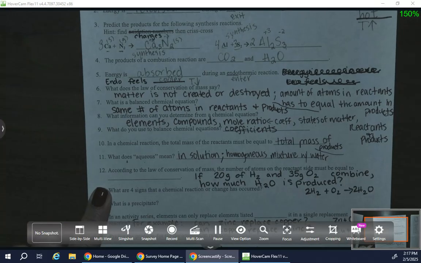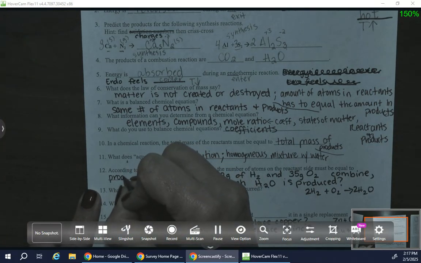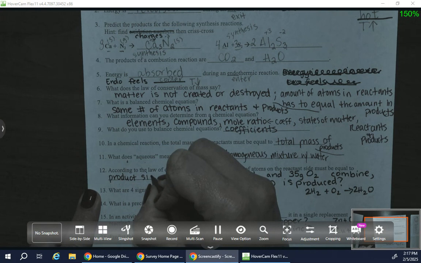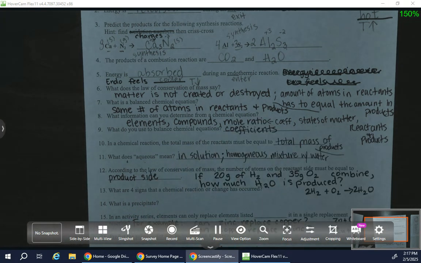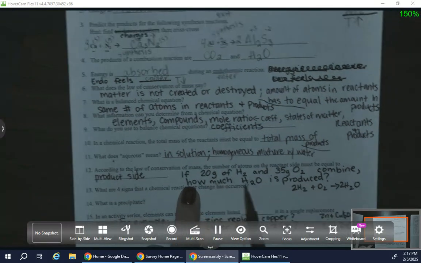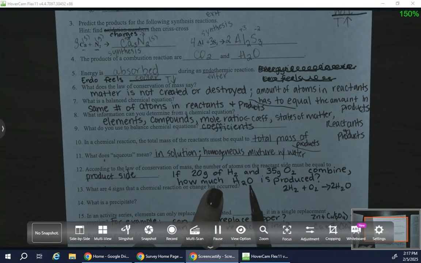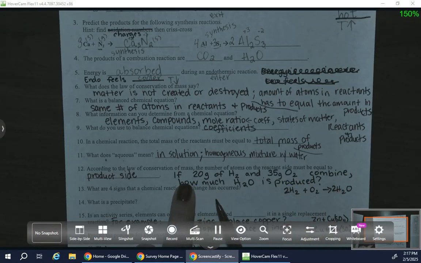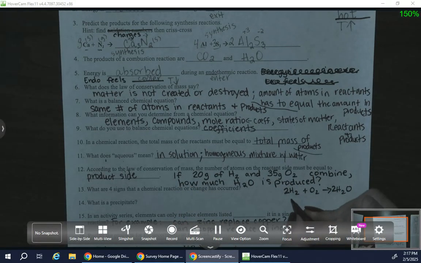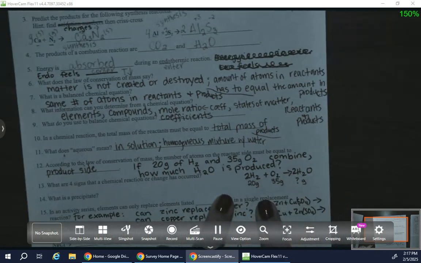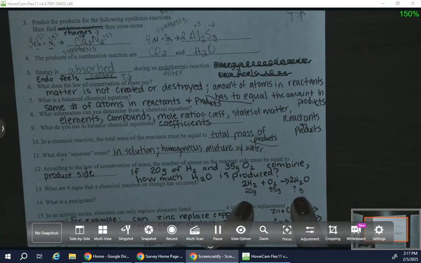All right, so according to the law of conservation of mass, the number of atoms on the reactant side must be equal to the product side. And then our mass before has to be equal to the mass after, which is how we can answer this additional question, which is if 20 grams of H2 and 35 grams of O2 combine, how much H2O is produced? So basically what this is describing is we have 20 grams H2, 35 of O2, and I'm asking you how much H2O in grams.